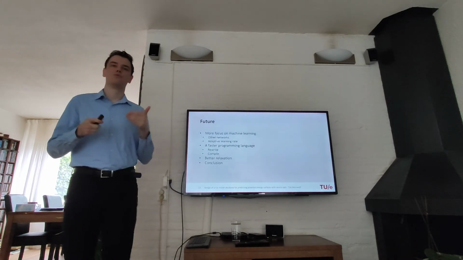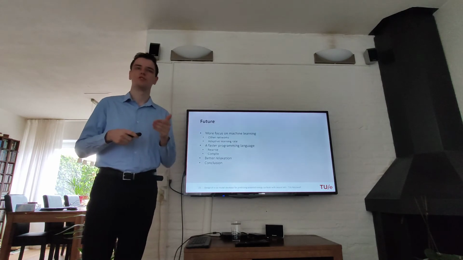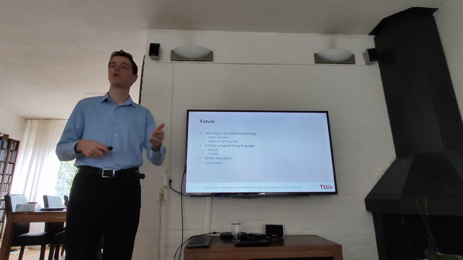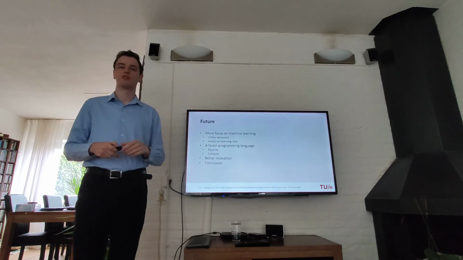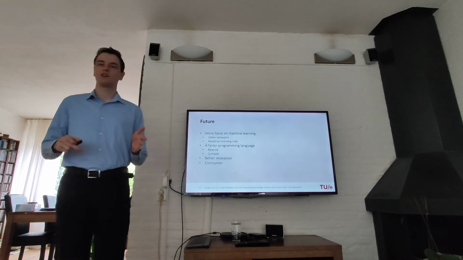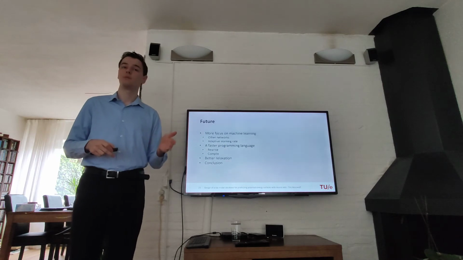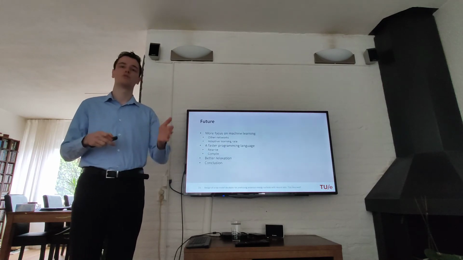So now a bit about the future and continuation of this project. The scope of this project initially was more on machine learning, but figuring out the potential energy turned out to be more difficult than anticipated. So this project could hopefully be the basis for another BEP student, which can focus more on machine learning.